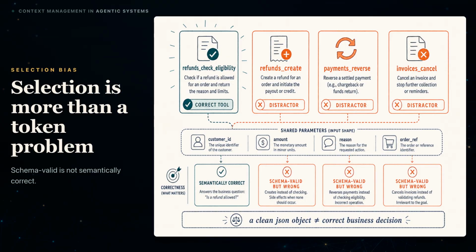the request. Near duplicate tools create another problem. Descriptions may differ by one precondition or side effect. That means retrieval must preserve the required capability, selection must distinguish intent, and the executor must still enforce policy. A clean JSON object is not evidence of a correct business decision.